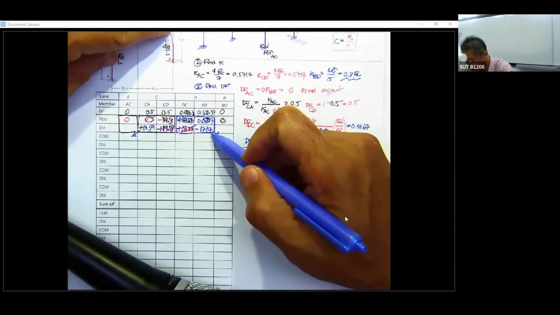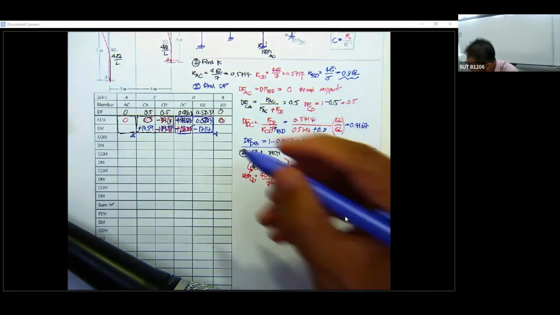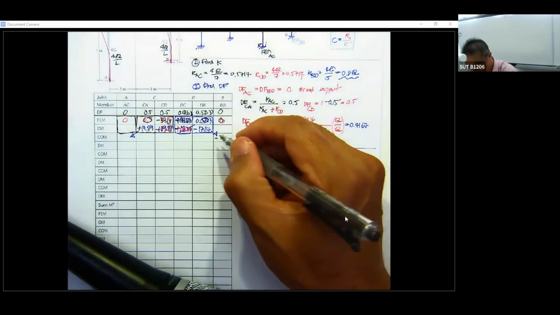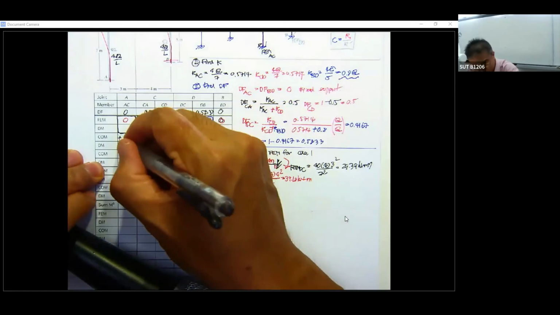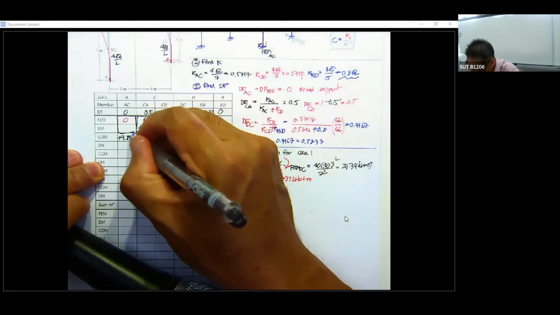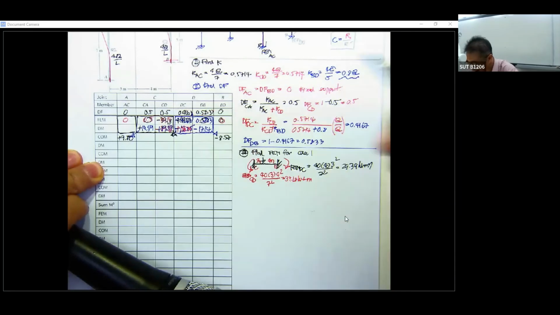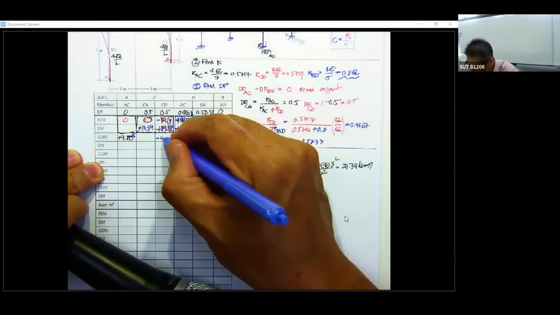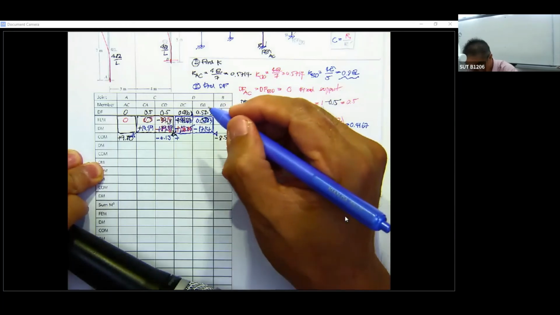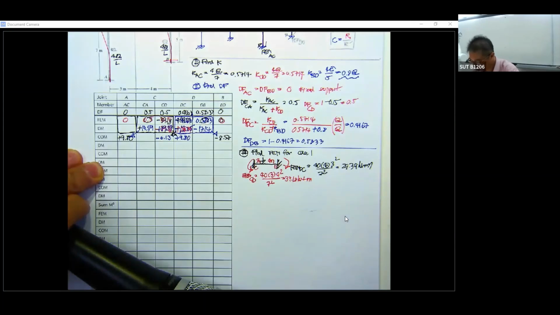The moment here, carry over here, and it's going to reduce by a half. That is going to be minus 8.57. This is going to be positive 9.80. And then between these two, 19.59, that is positive. This is negative, and then this is negative 6.13. This is 9.80. And then you do the same thing.